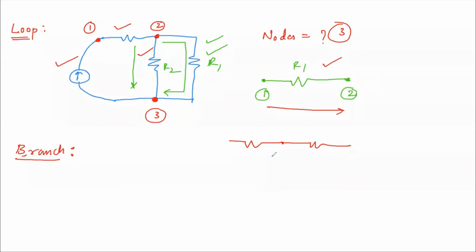Now let's go. I think you got all the things. Node is done. Node, path, loop, and branch.